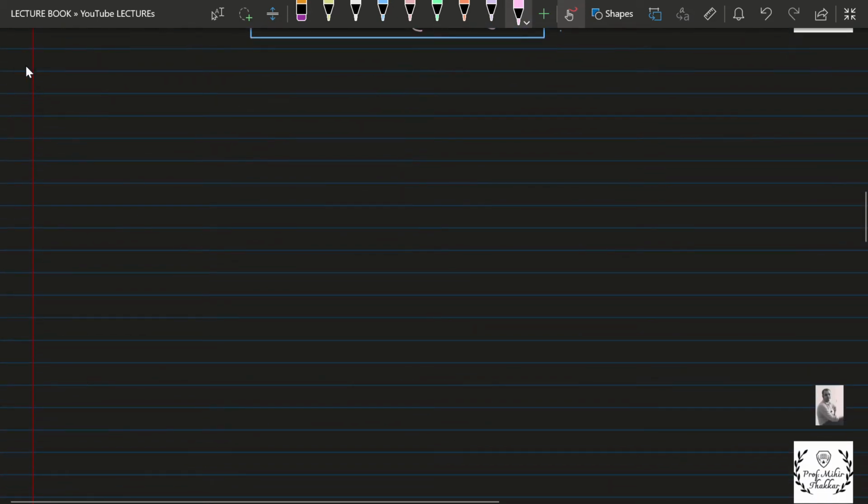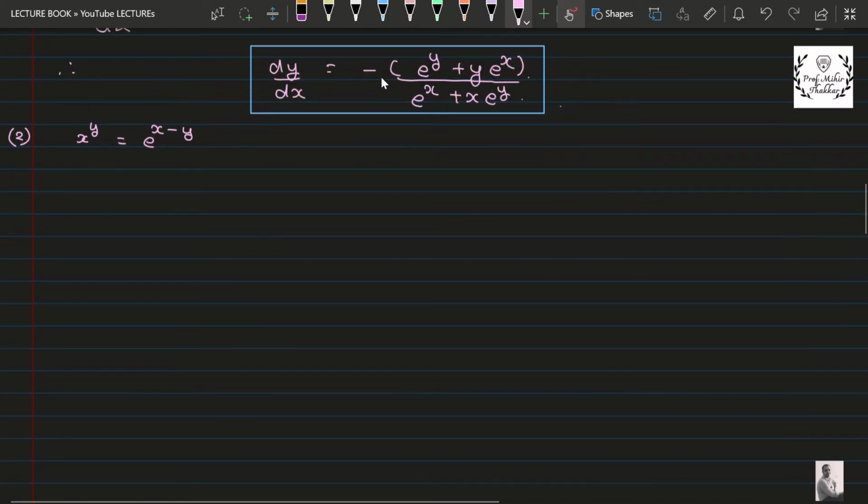Again, question number 2 says x raised to y is equal to e raised to x minus y. Now guys, if you observe carefully, this is in the form of variable raised to variable. And when we come across this format of variable raised to variable, the easiest idea to solve this is to take log on both sides.